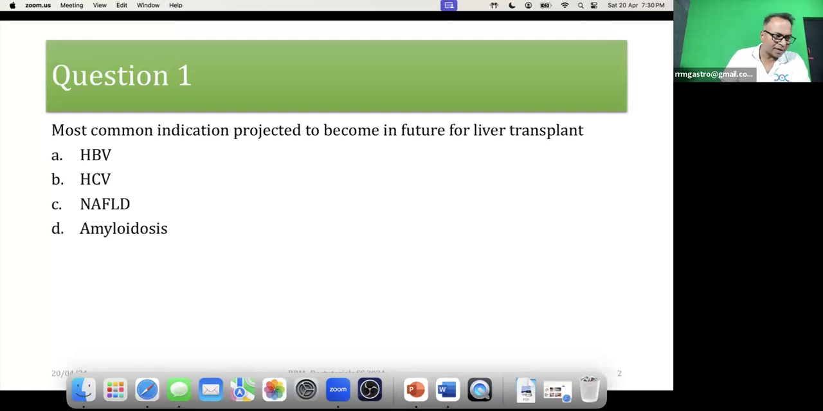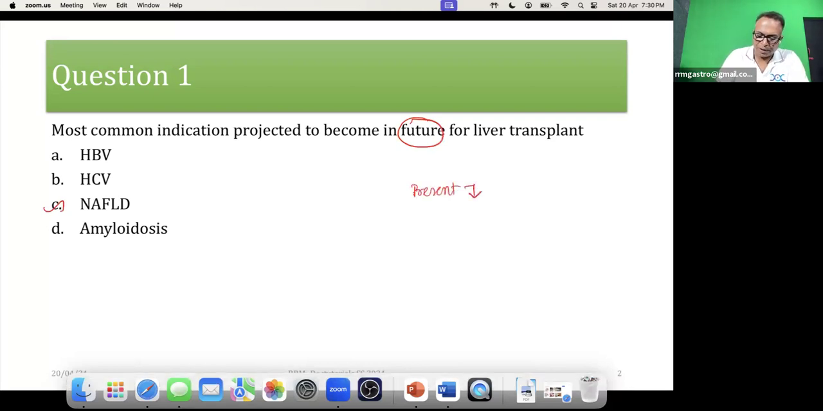Yes, very good. So what is the correct answer? Not B virus. It is non-alcoholic. In future, the answer is non-alcoholic fatty liver disease. What is the answer for today? Present day, what is the common indication of liver transplant? Ten years back, what was the common indication? Ten years back, it was hepatitis C virus.